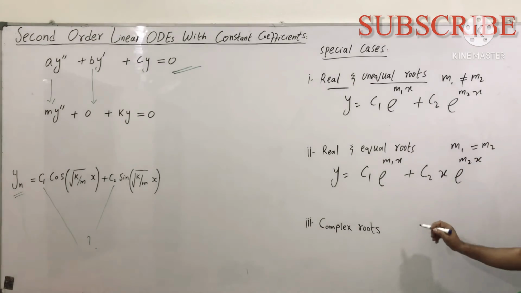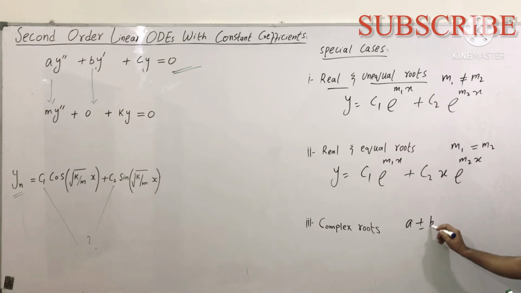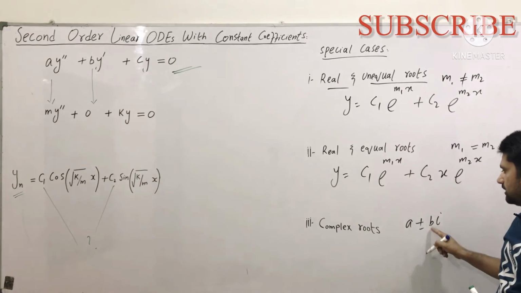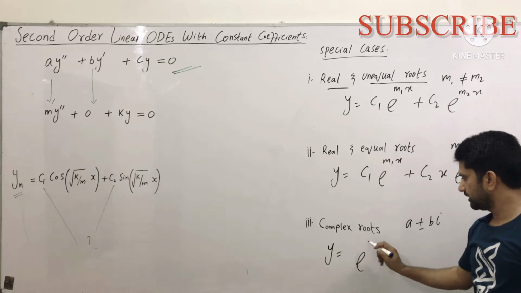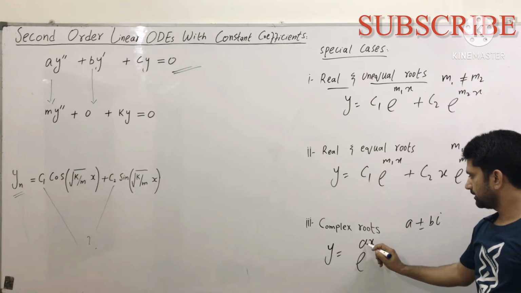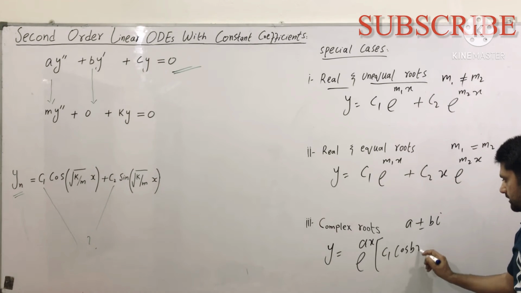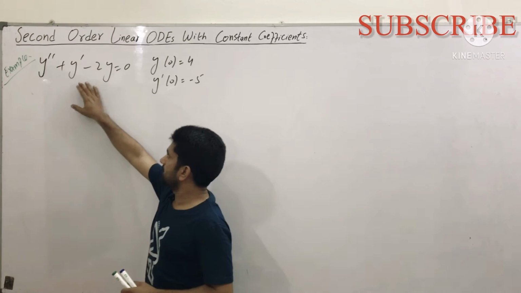Complex roots means we have the roots in the form of a plus minus b i, where a is the real part and b is the imaginary part. Then y equals e to the a x, times c1 cos b x plus c2 sin b x. Let's do a few examples.